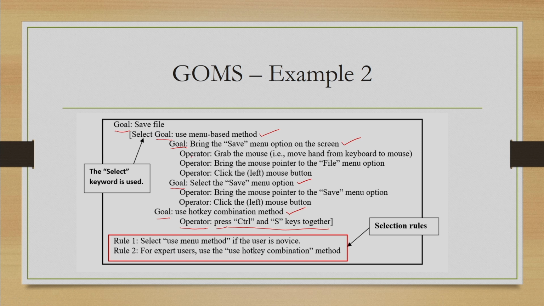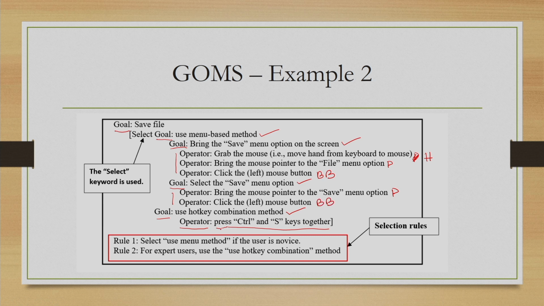And the methods under the sub goals bring the save menu option and select the save menu option are similar to the previous one, which we can refer to as a sequence of low level, keystroke level operators, as we have seen in the previous model. So, essentially we can represent it as the keystroke level operator H followed by P followed by BB. Similarly, here P followed by BB.